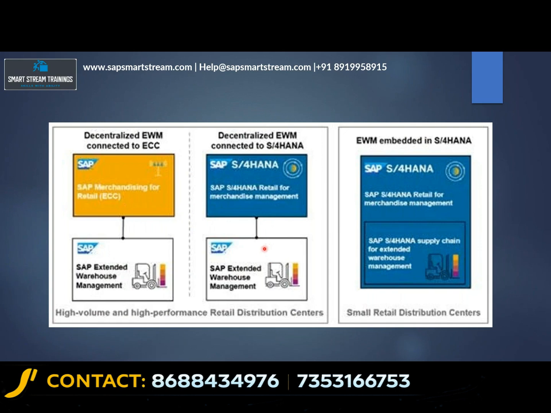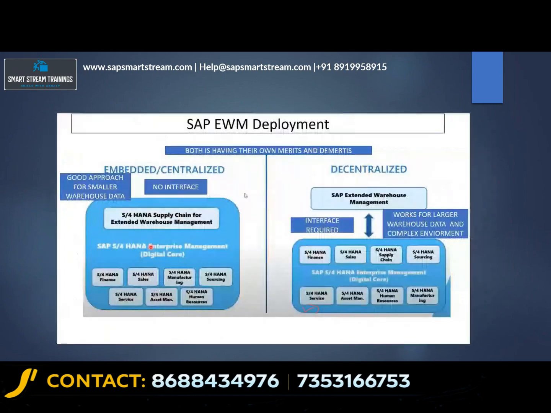If the data volume is very high, the system performance will also be lowered. Those are a few other reasons because of which they would like to go with the decentralized system. But if we have very small industries, if the warehouse is really small, they can go ahead and have the embedded system, which will help them. Here you can see the same thing in a more detailed way.